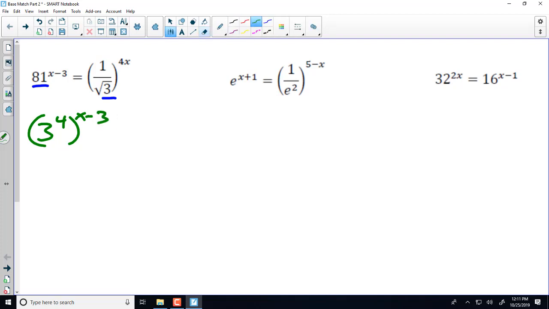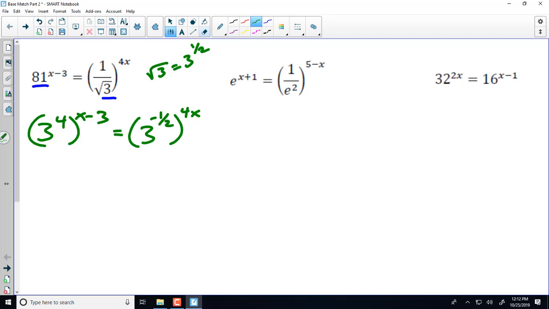Okay. On the right-hand side, I need to make it so this is just a base of 3 also. So we have a square root of 3 in the denominator. Now, if we have a square root of 3 in general, that's the same thing as 3 to the 1/2 power. But since it's in the denominator also, it's actually going to be a 3 to the negative 1/2 power. So I can rewrite this as 3 to the negative 1/2, and then 4x out there. As I said, the negative is because it's in the denominator, the 1/2 is because it's a square root.